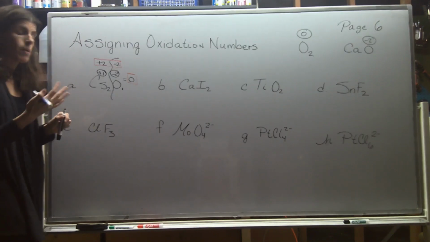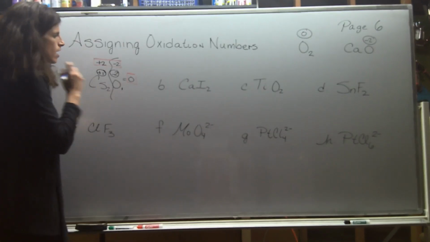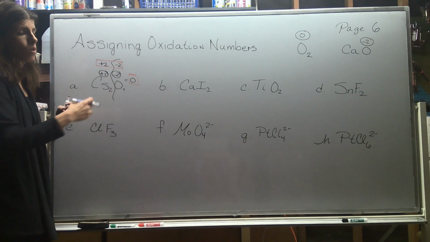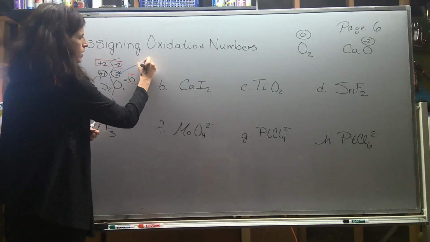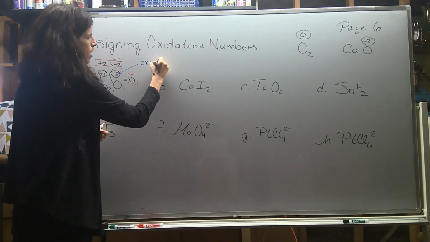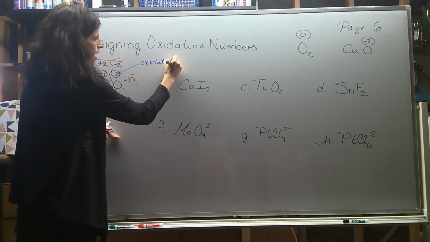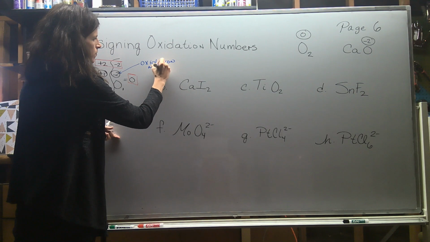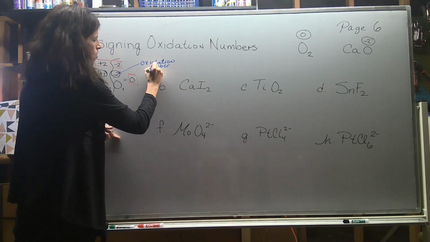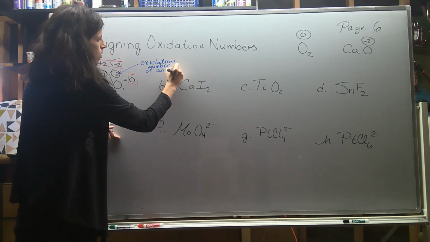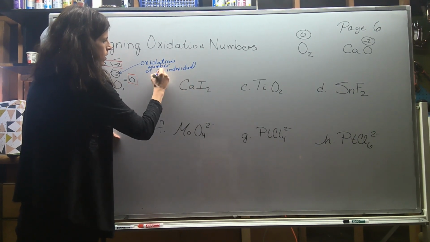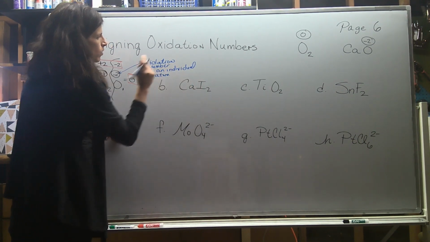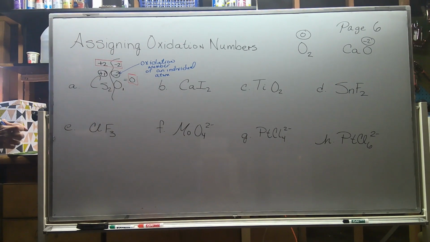The other thing to know about how I do my notation, and at the end of the day, this is the most important part about assigning oxidation numbers. We need the oxidation number on the individual atom. We're not looking for the multiplied number. We're looking for what's going on with that atom by itself.